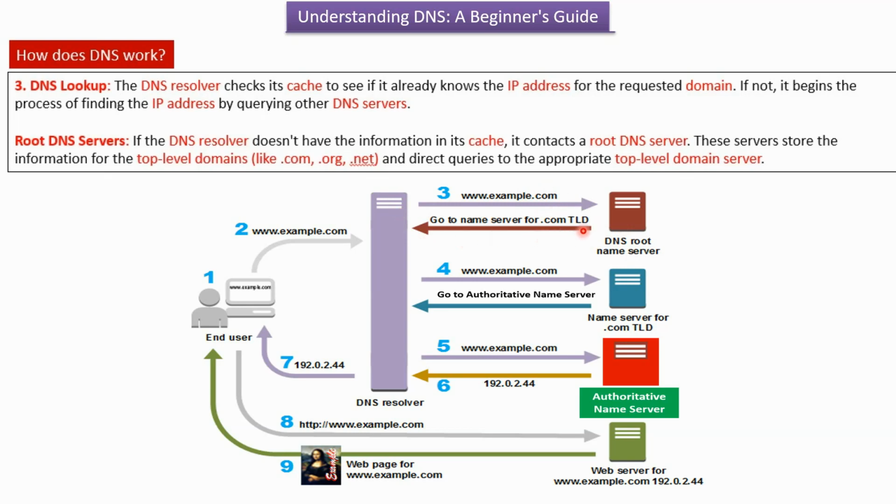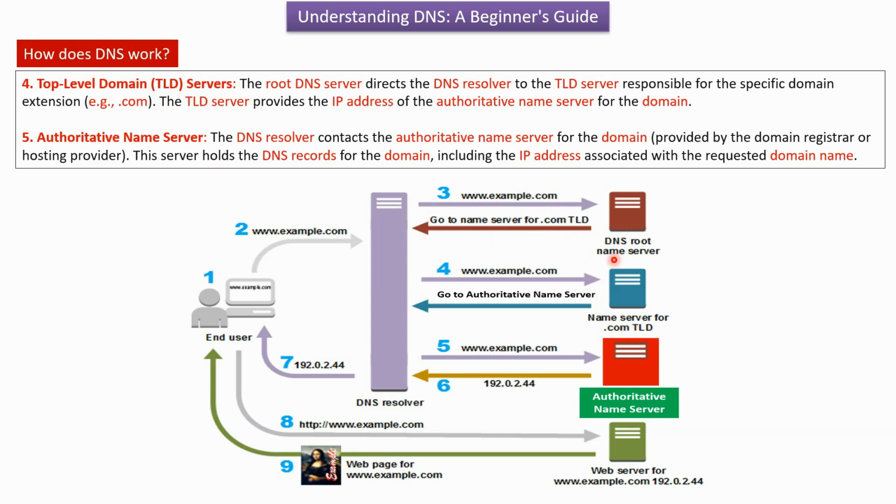TLD is nothing but top level domain server. Here you can see the name server for .com TLD. Here you can see the authoritative name server. The step 4 is the DNS resolver sends www.example.com to the name server for .com TLD. The root DNS server directs the DNS resolver to the TLD server responsible for the specific domain extension. In this case, the domain extension is .com, so the request is sent to the name server for .com TLD. The TLD server provides the IP address of the authoritative name server for the domain. So in this case, the name server for .com TLD sends the IP address of the authoritative name server to the DNS resolver.